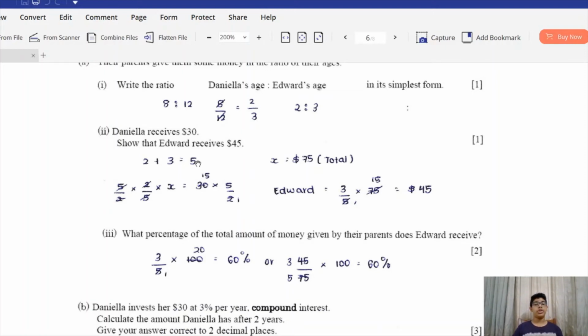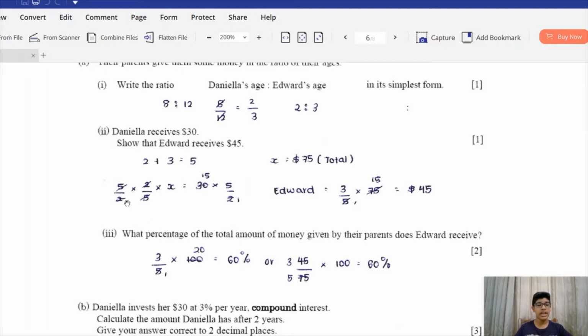Roman 2. Daniela receives $30. Show that Edward receives $45. So using this simplest ratio, we're just going to take 2 plus 3, we get 5. What we're trying to find is the total amount they both had. So we're going to take 2 over 5 multiplied by an unknown amount, and that should equal 30 because 2 over 5 is Daniela's share.